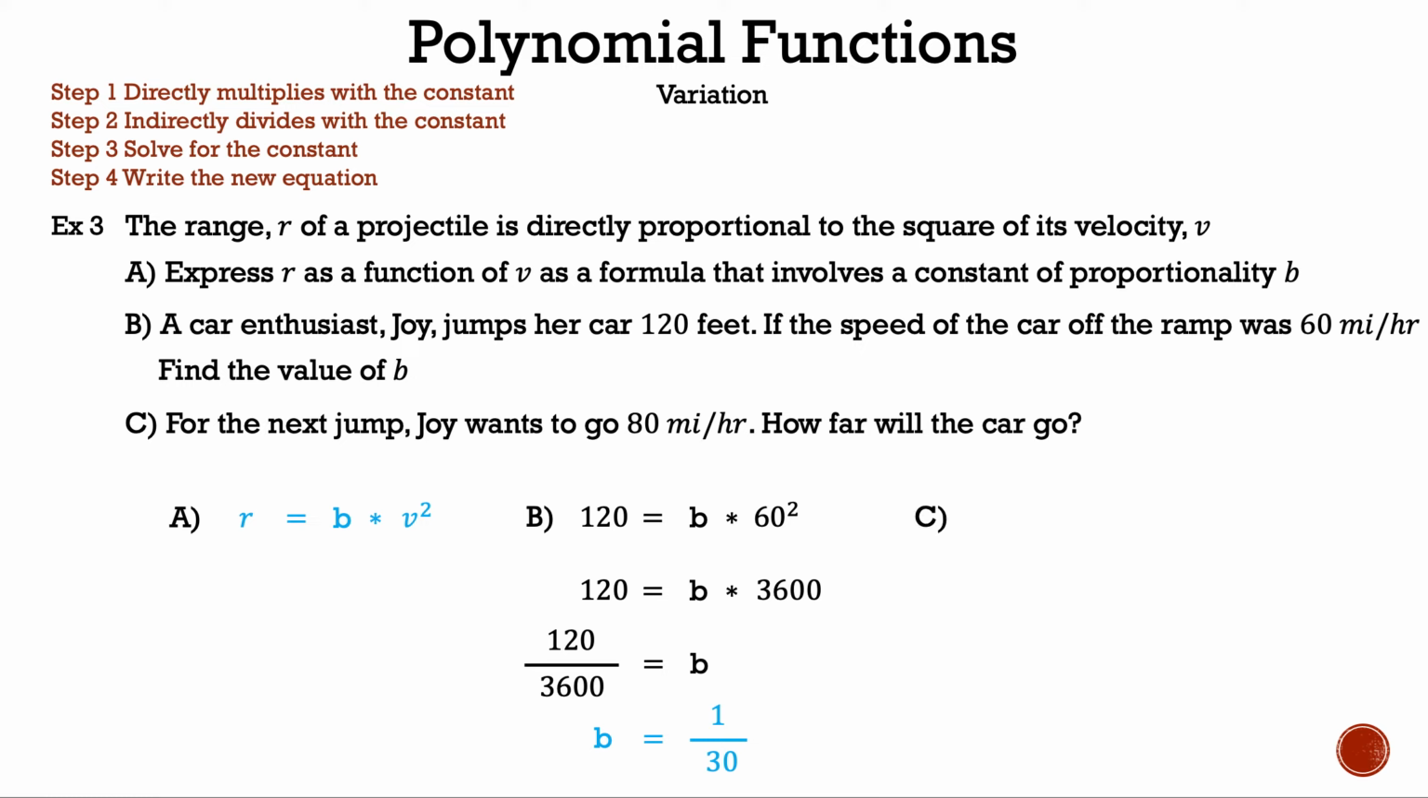Let's read it again. For the next jump, Joy wants to go 80 miles per hour. How far will the car go? Let's write our equation down so we can show our work. Now, let's substitute 1 over 30 for each b and 80 for each v. So now we have r is equal to 1 over 30 times 80 squared. Let's multiply. And 80 squared is 6,400. So now we have 1 over 30 times 6,400. We could simplify that, but let's write it as a decimal so we can better understand the value. So r is equal to 213.3 feet repeating.